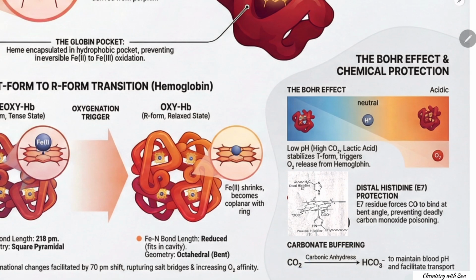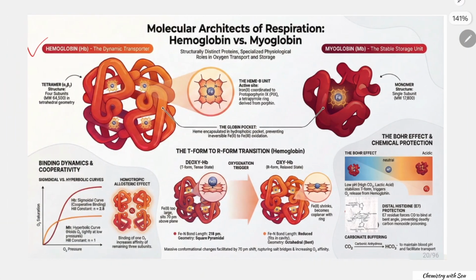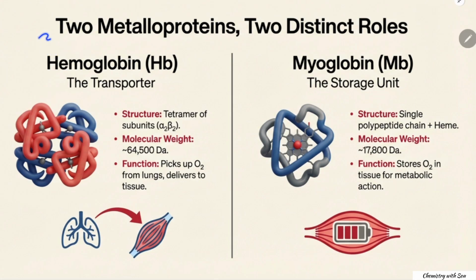Carbon dioxide acts as a buffer: in the presence of carbonic anhydrase it is converted to carbonic acid, which will maintain the blood pH. We have already discussed this.